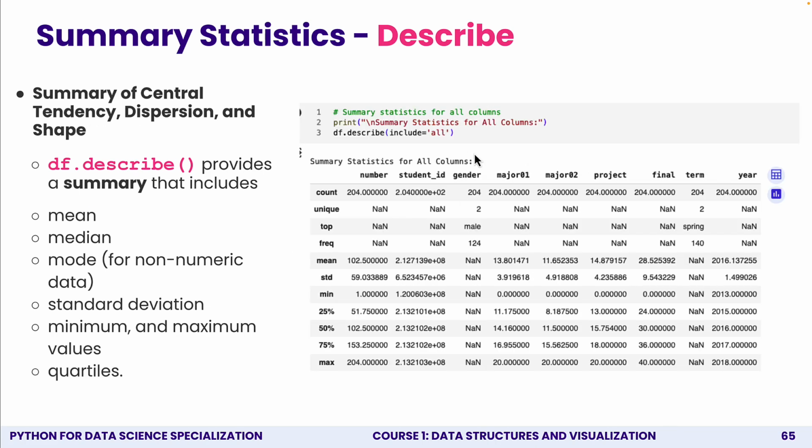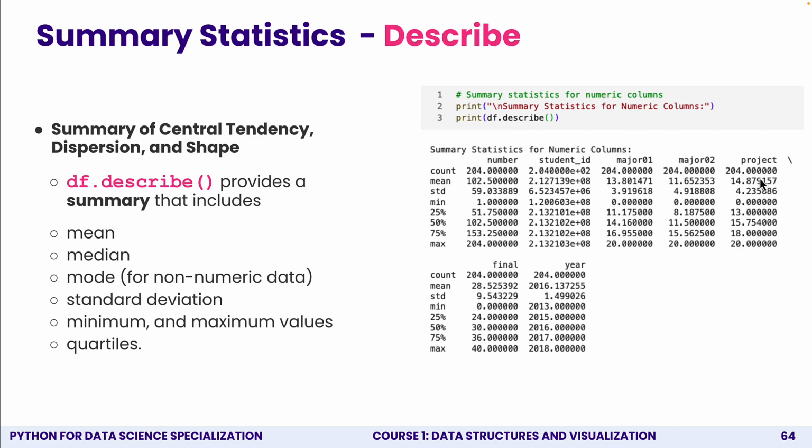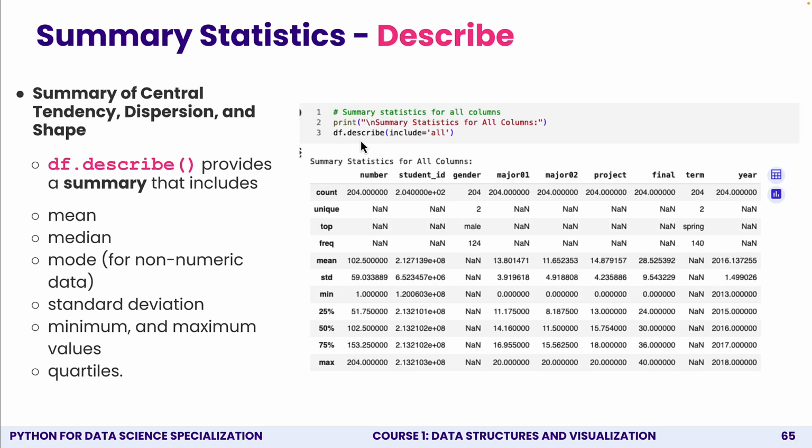There is a difference here. If you use print, it's going to print it as text like this. And if you just do df.describe without print in Colab, it will print it as a table. It's just a preference on how you would like to print it, but it's basically the same thing.